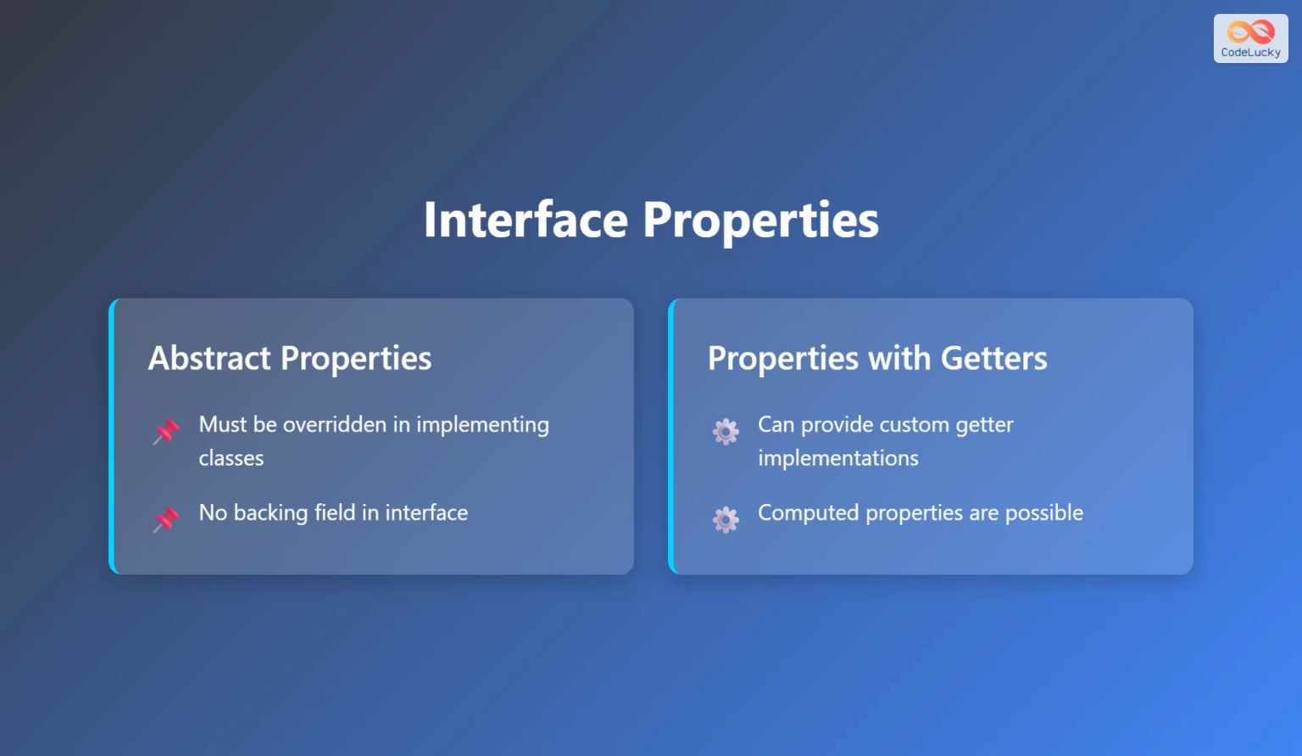Interface properties come in two forms. First, abstract properties that must be overridden in implementing classes. These properties have no backing field in the interface itself. Second, properties with custom getters. Interfaces can provide their own getter implementations, allowing for computed properties. This means properties can calculate their values based on other data, rather than storing a fixed value.